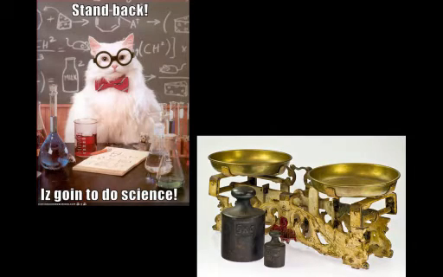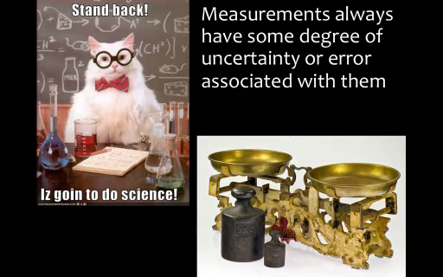So when you're doing any kind of measurements in science, there's always some degree of uncertainty or error that's associated with them. And those errors could be attributed to two main things. One could be the person actually doing the experiment, and the other error could have something to do with the device that you're using to do the measuring.